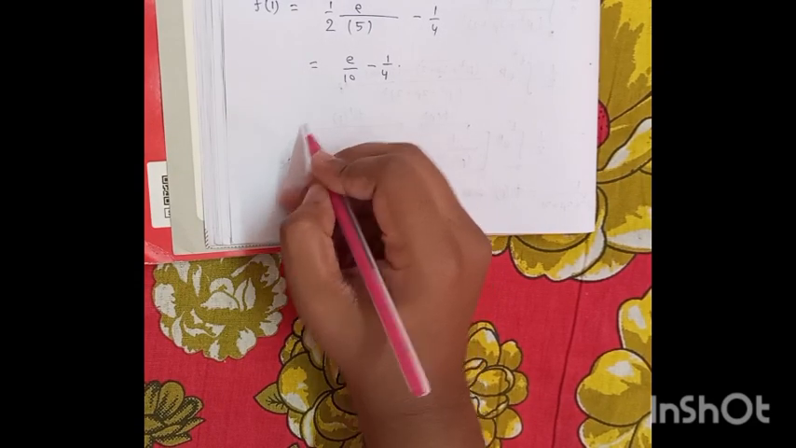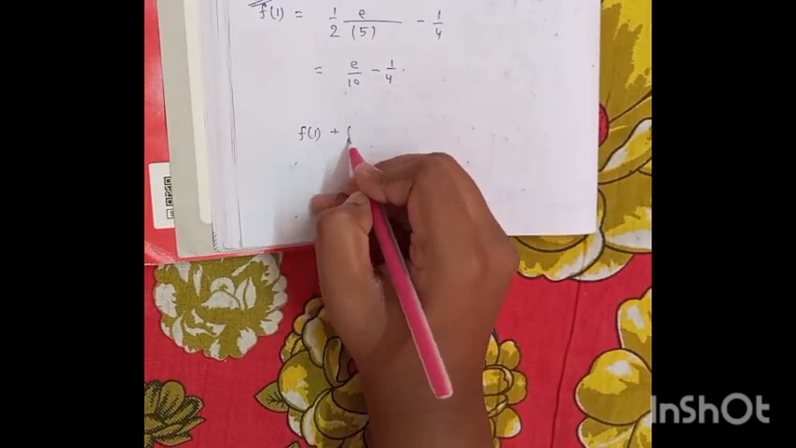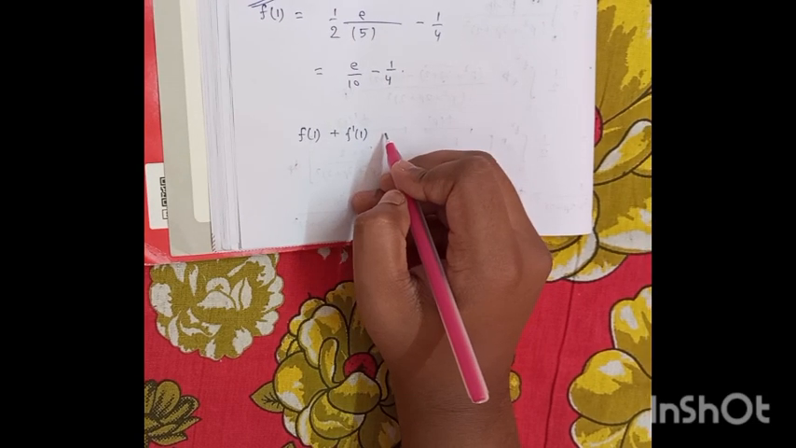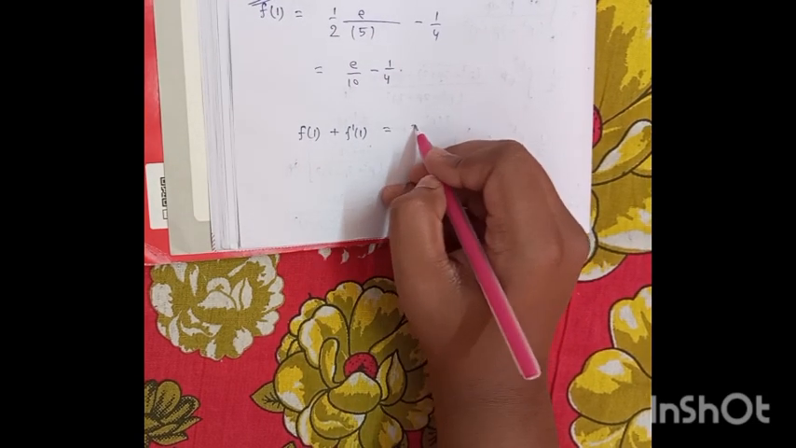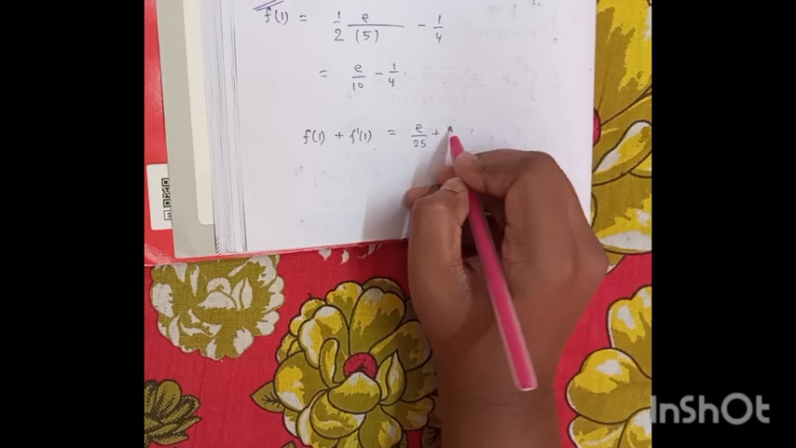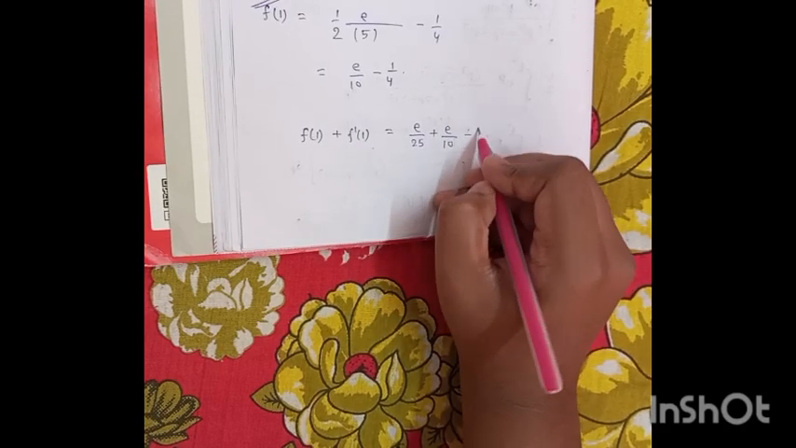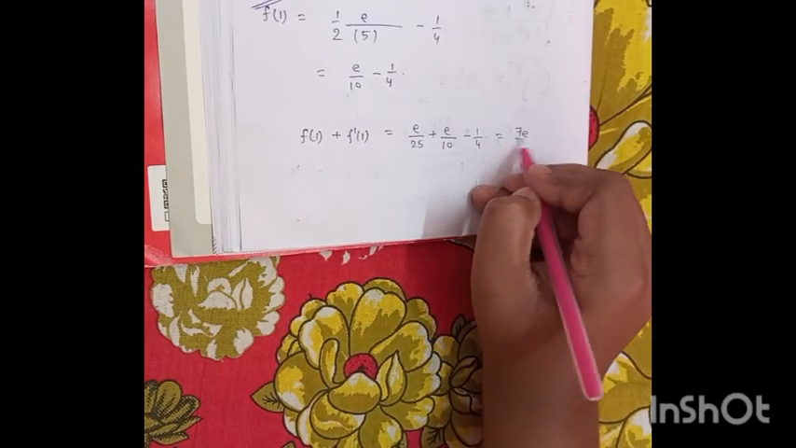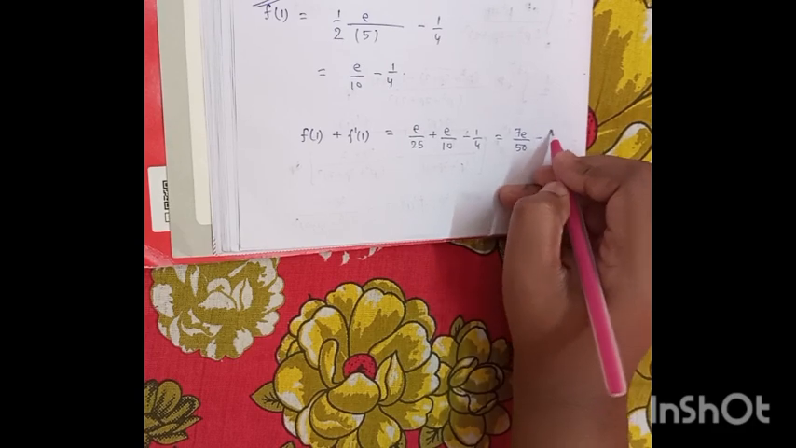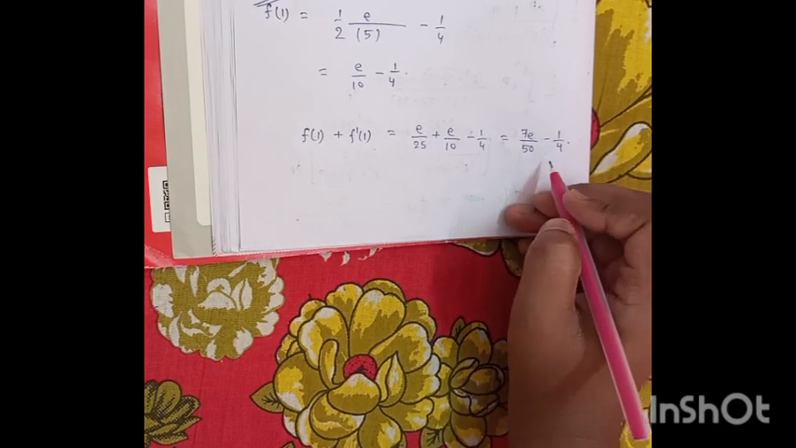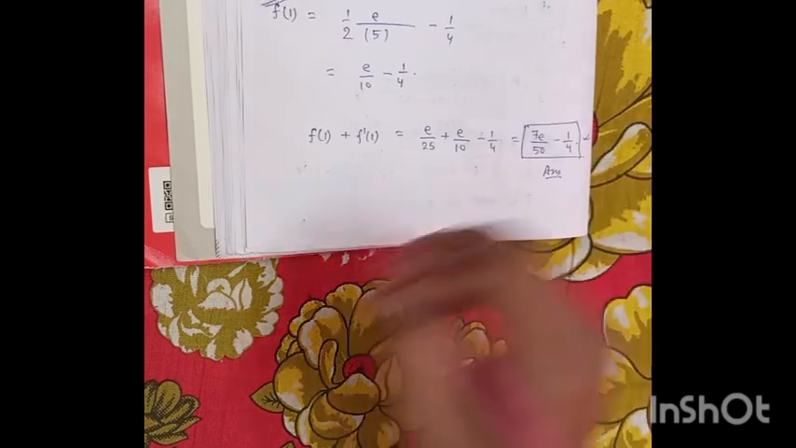So we are asked to find the value of f1 plus f dash of 1. This will become e by 25 plus e by 10 minus 1 by 4, which, you can calculate it, will be equal to 7e by 50 minus 1 over 4. This is our answer.